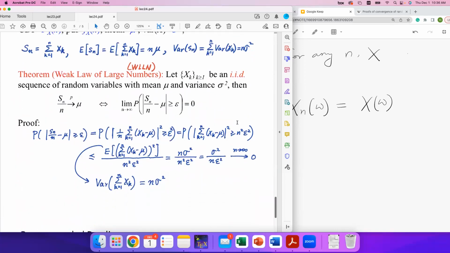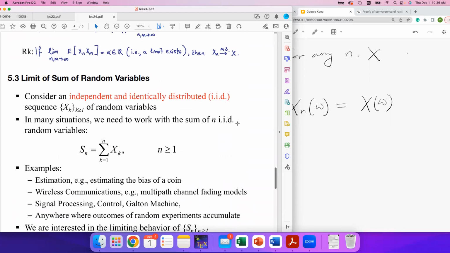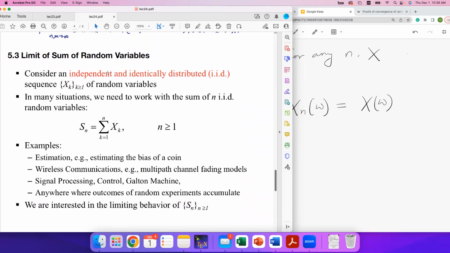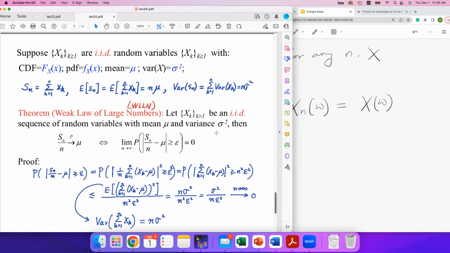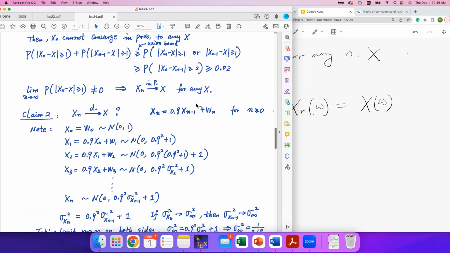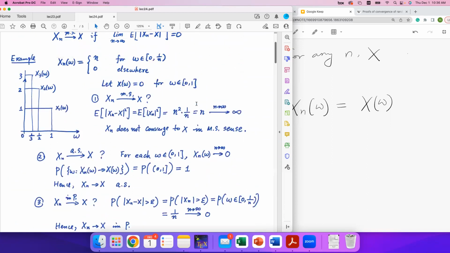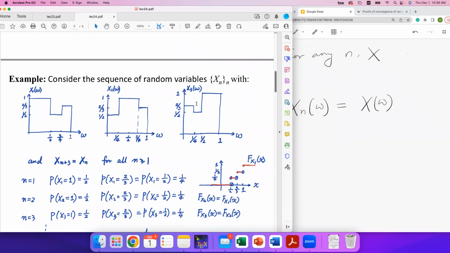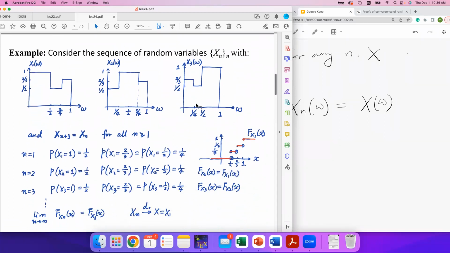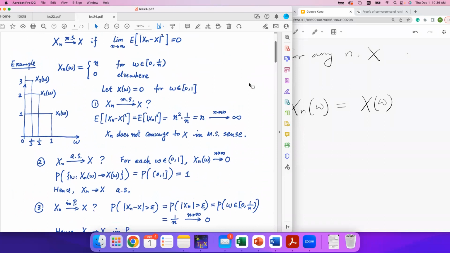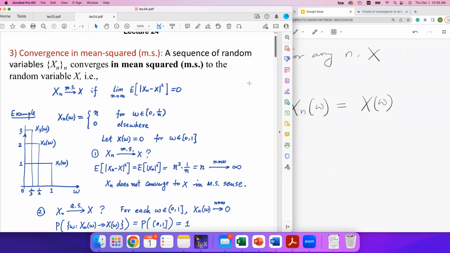Okay, I think I will stop here, and the next topic will be the limit of sums of random variables. That will relate to the law of large numbers. But when you go back home, you can go over all these four types of convergence and see if you can tell their differences. It's a little bit tricky, but when you want to verify them, always follow the definitions, as we have done in today's lecture.